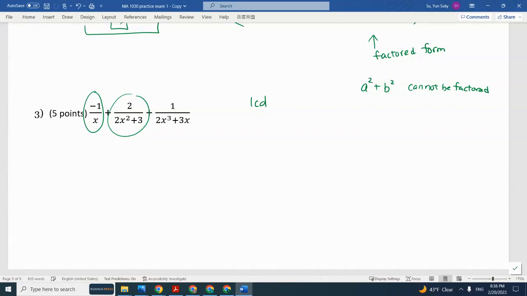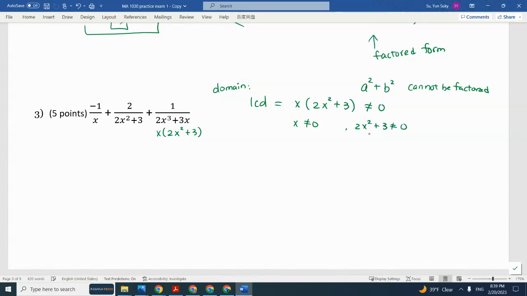Okay. And then the third fraction, you see the common factor is x, and then we have 2x squared plus 3. Therefore, the least common denominator is x times 2x squared plus 3. And make sure it is not 0, because that is the domain. So you set each factor to be not 0. Okay?